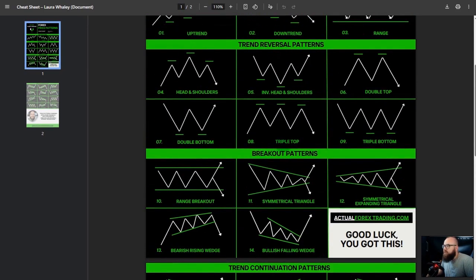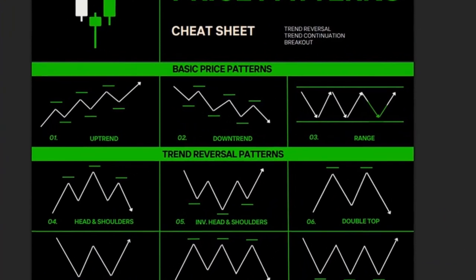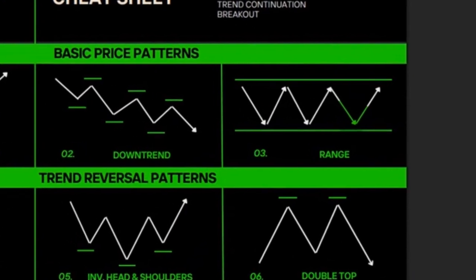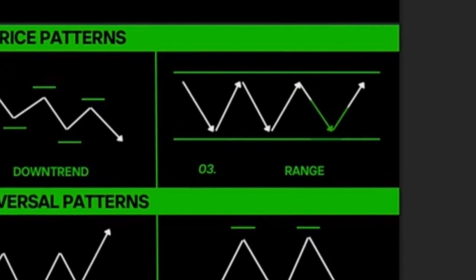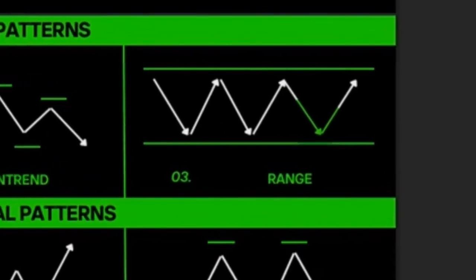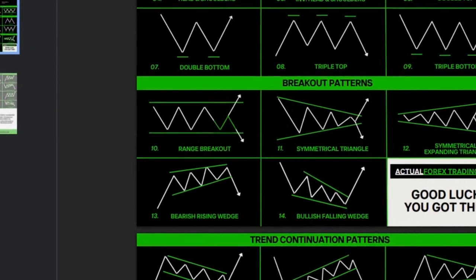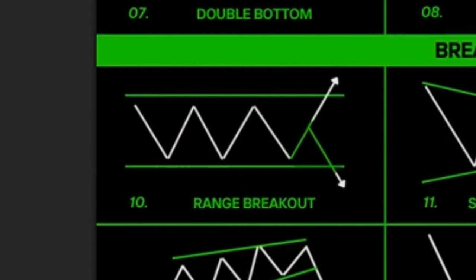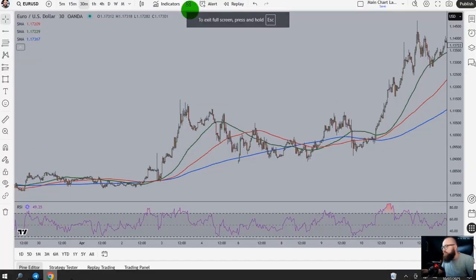So let's go back to how price ranges. When price ranges, it moves between a support and resistance. It's moving sideways. We have like a horizontal channel quite frequently. And then when price moves out of that channel, you have direction. So number 10 here, you can see price can move out of the range and then we have direction. So let's just have a quick look at an example of that.